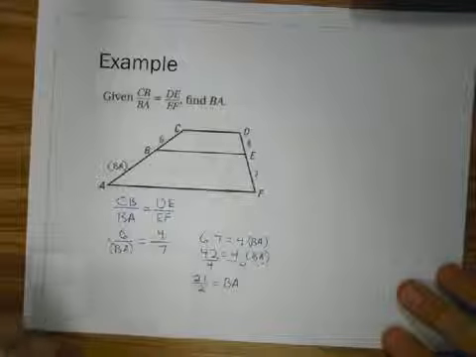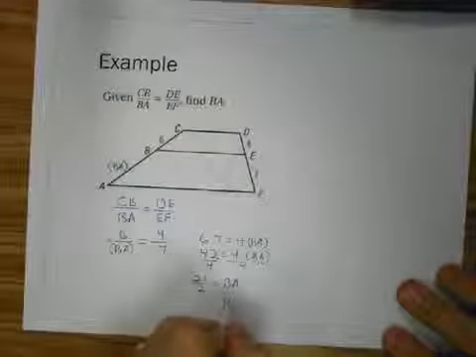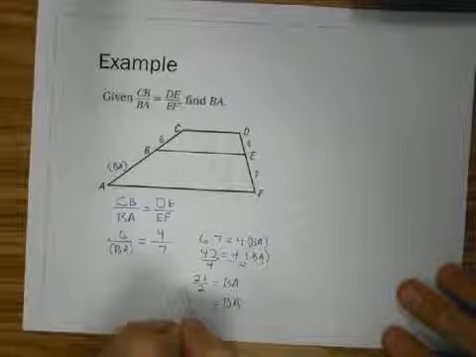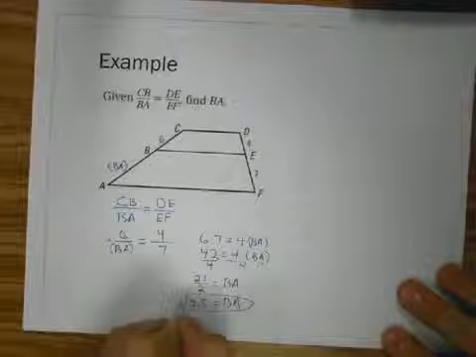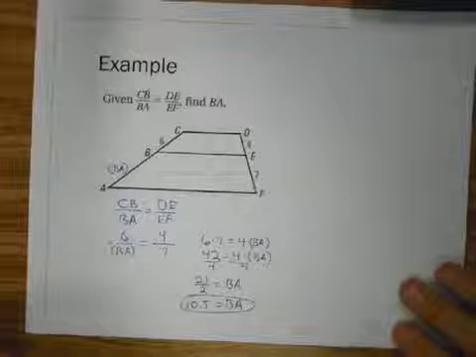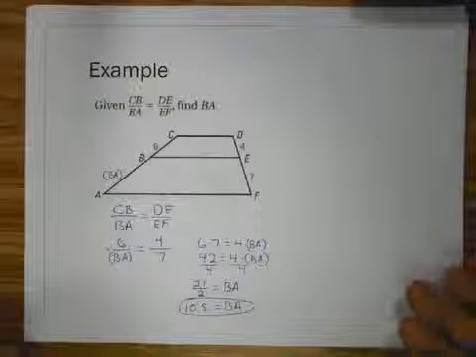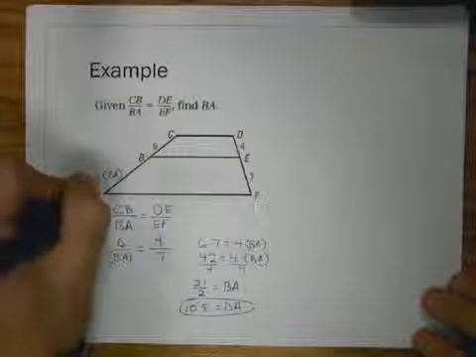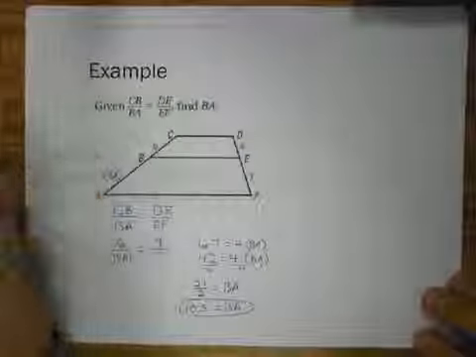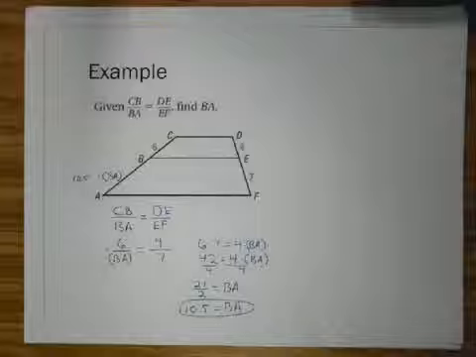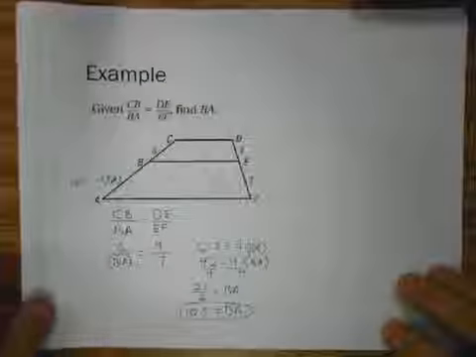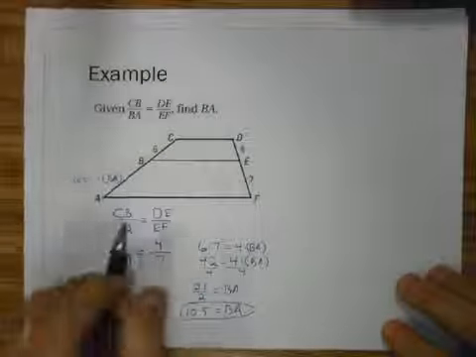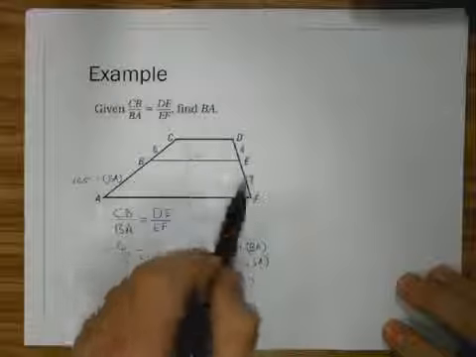Divide everything by 4. And 42 would actually become 21 over 2 for BA. Or if you want to make it a decimal, it's a nice decimal because we're dividing by 2, just 10.5. Either one would work. On a test, you'd probably see it as the fraction, but it's good to see that we can find it as 10.5. So BA, let's put it there, 10.5.